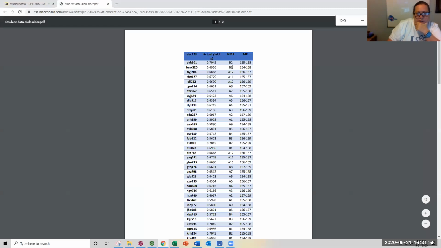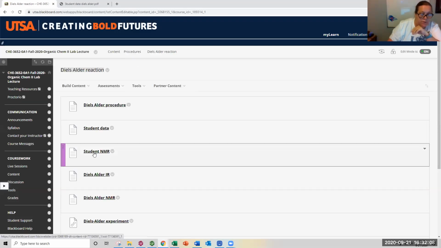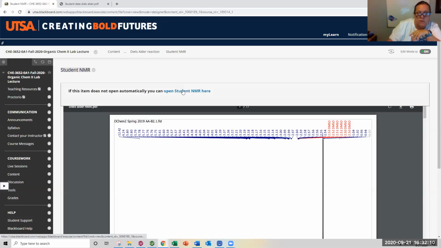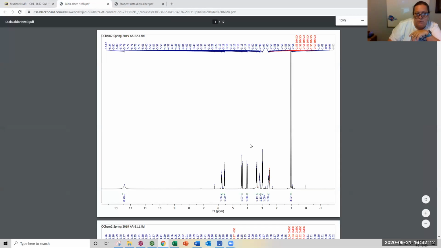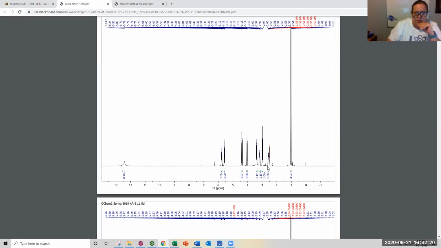Okay, so if you look here, you have your actual yield, of course, but you also have an NMR assignment. This is from a pre-COVID semester where I just stole a bunch of students' NMRs. These are the NMRs that you're going to be analyzing. Obviously this is a carboxylic acid peak because it's so far downfield. And then you have all of this other stuff.